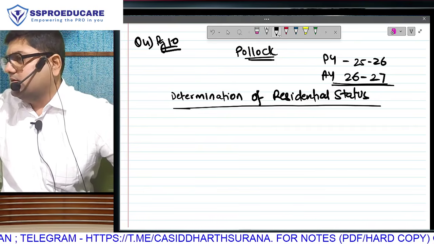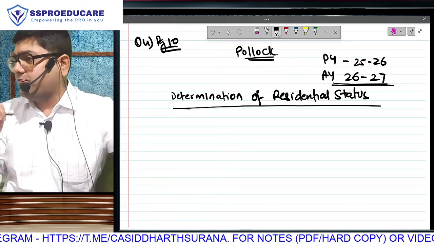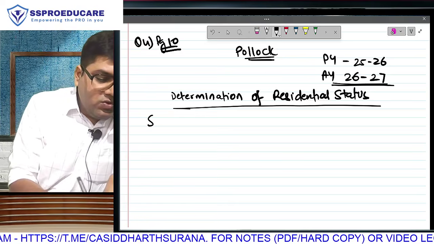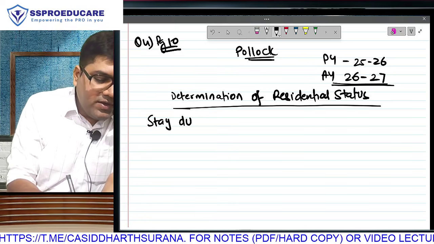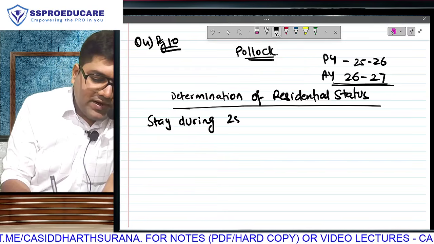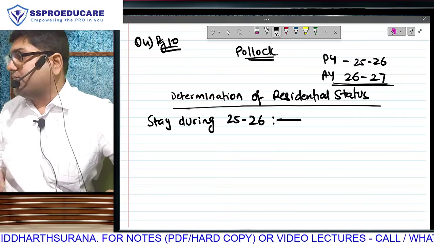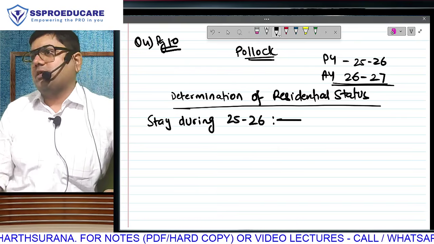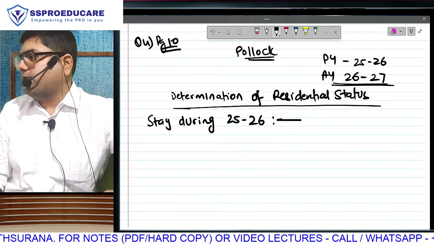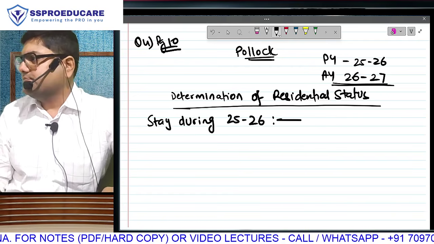As simple as that. Whenever you are solving any question on residential status, your first job, your first task is going to be to check the stay during your applicable previous year 25-26. See, everything depends on this. 182 you have to check in this year. 60 you have to check in this year. Everything is dependent on stay during 25-26. So first task is what is the stay during 25-26.